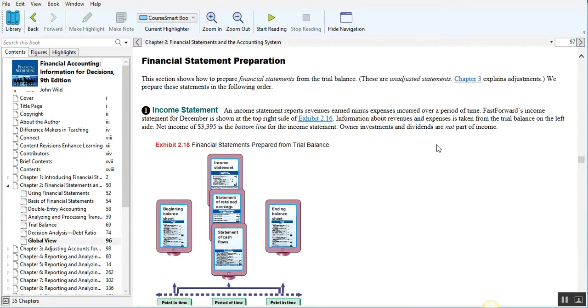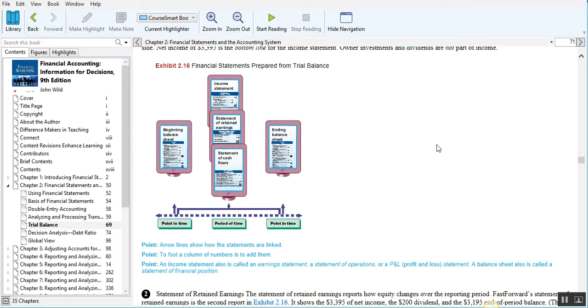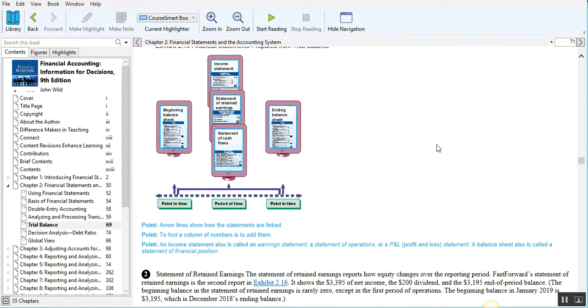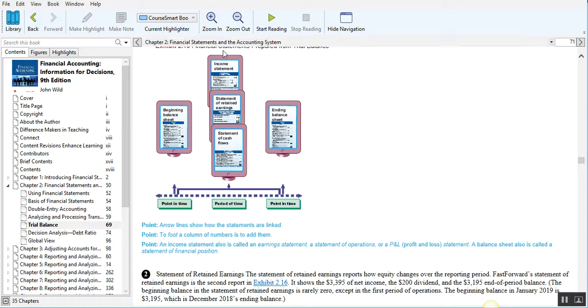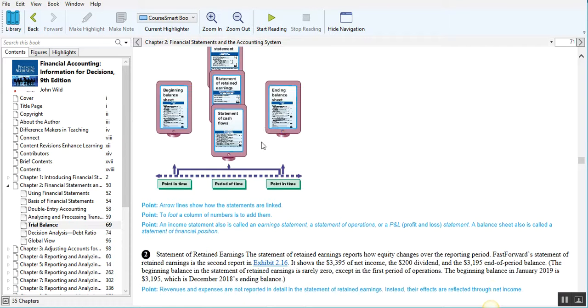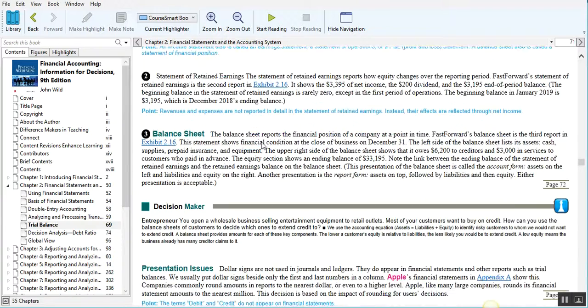Then we go on to prepare the financial statements from the trial balance. We're going to do the basic accounting statements. We're going to start with an income statement, a statement of retained earnings, and then a statement of cash flows, and then finally a balance sheet as well. These three statements represent a period of time from one period to the next. This balance sheet, it is important to recognize, is a point in time. It does not cover the entire month.